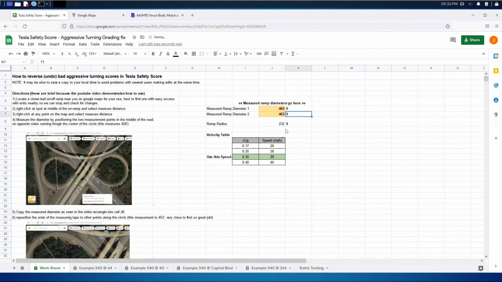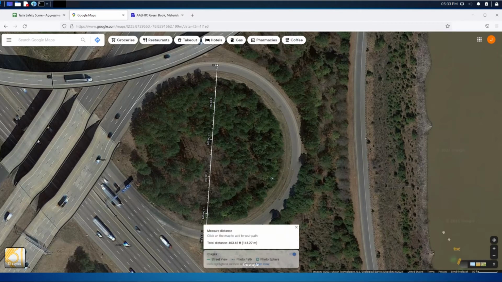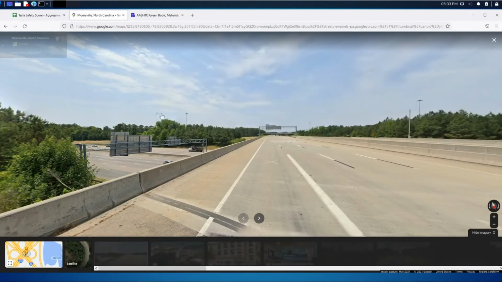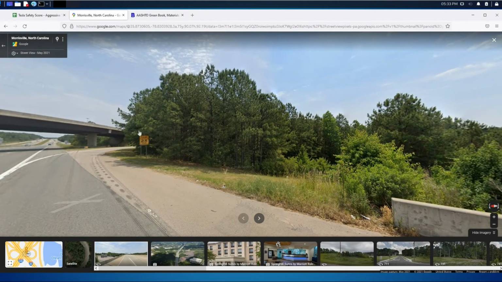And once the sheet recalculates, we'll see our new speed is calculated at 24 miles an hour. What I'm going to do now is I'm going to use Street View. So I'm going to grab this little guy in the right-hand corner and I'm going to drag him and drop him just about on the road. And then I'm going to spin around and see if I can see, there it is, my ramp speed, 25 miles an hour.